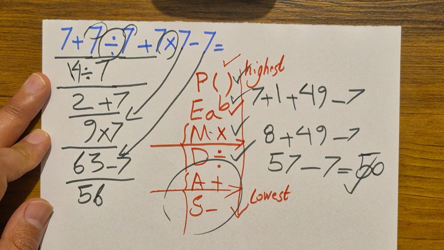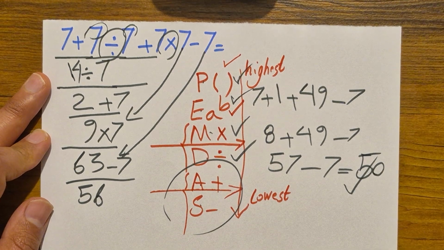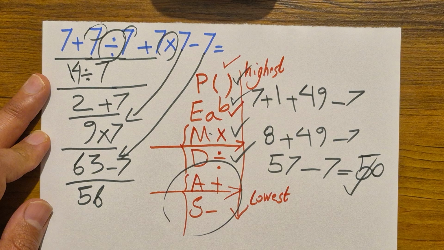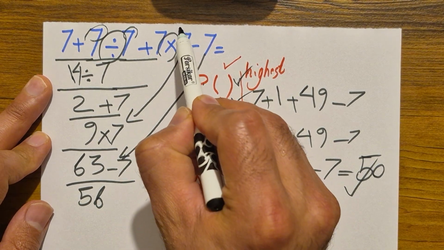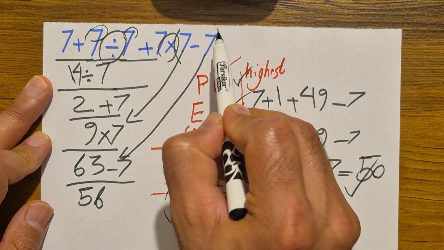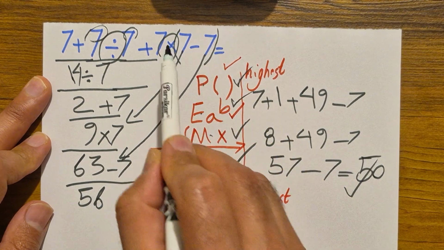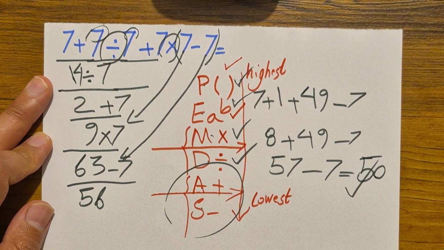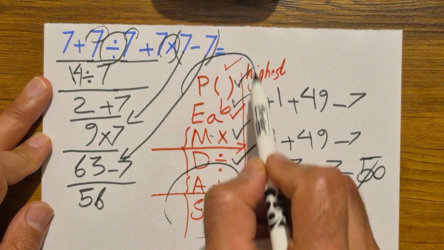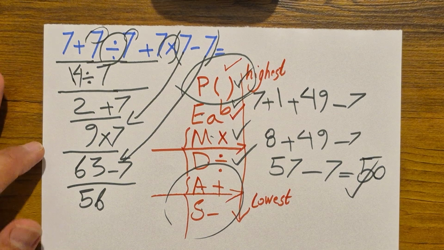So PEMDAS. And for your final homework and mission, should you choose to accept it, what would the answer be if we had the last two sevens, this expression 7 minus 7 inside a parenthesis? Now you must evaluate the parentheses at first.